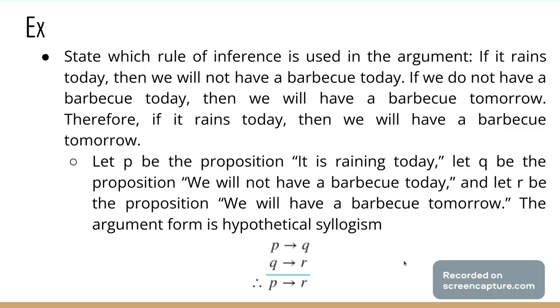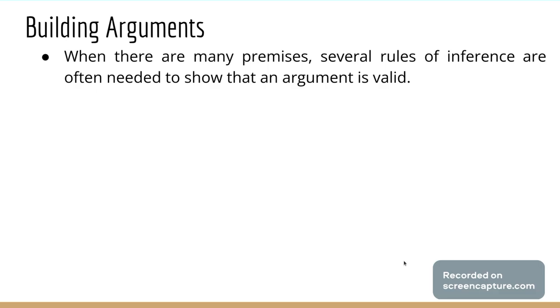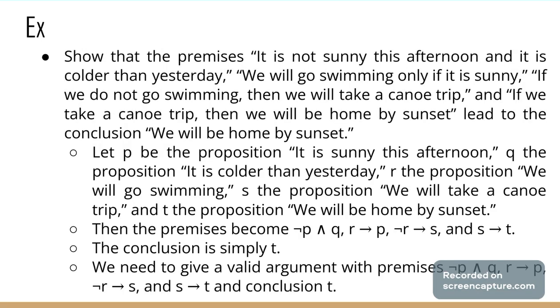This is hypothetical syllogism. This is where the whole lesson was progressing towards: how to build arguments, how to show that something is true or prove that a hypothesis is valid. The rules of inference allow us to build valid arguments. Now we're going to look at examples. Show that the premise is: it is not sunny this afternoon and it is colder than yesterday.